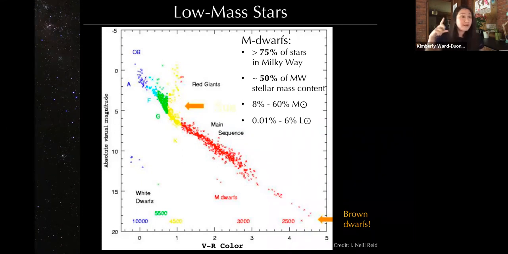They actually span a pretty wide range of masses when you consider spectral types. The lowest mass M star that can stably burn hydrogen is about 8% of the sun's mass, but the most massive one in the spectral class is 60%. They span a pretty significant range of luminosity as well, from 0.01% to 6% of the sun's luminosity.